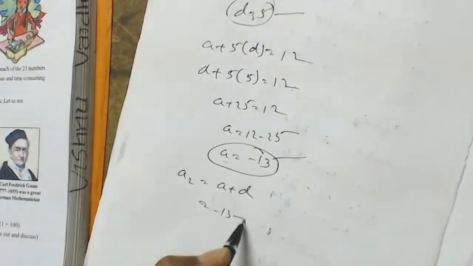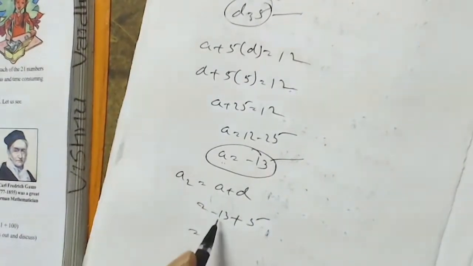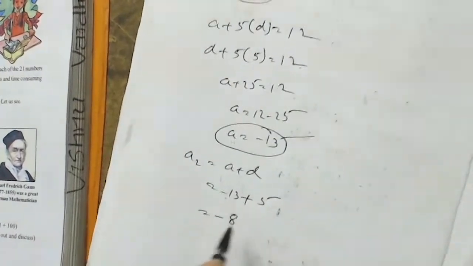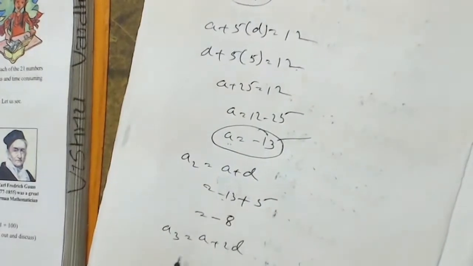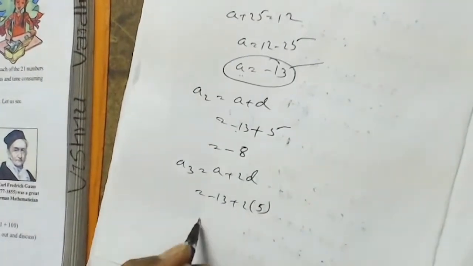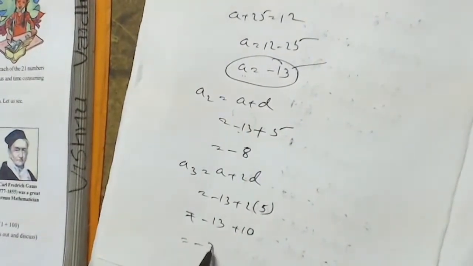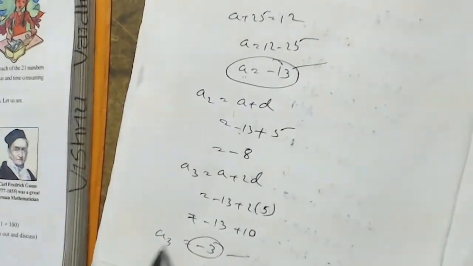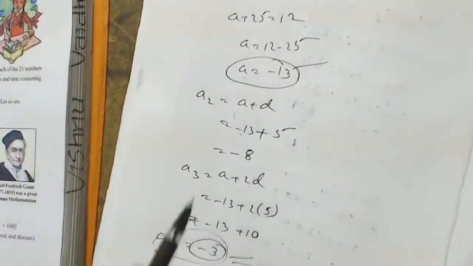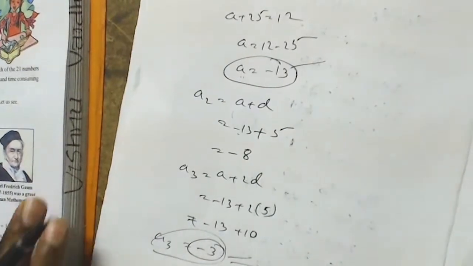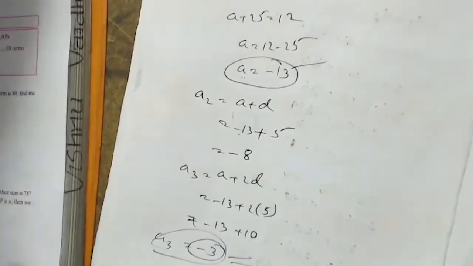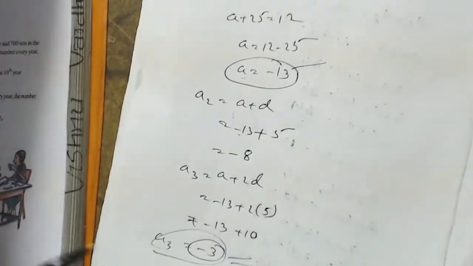A is minus 13 and D is 5. So minus 13, 5 means you are getting minus 8. It is A2. A3, if you want A plus 2D. A means here minus 13. 2 into D means 5. Minus 13 plus 10 means minus 3. So A3 is equal to minus 3, got it. So A1, A2, A3 we found and we got this one. So like this you can do some important problems.